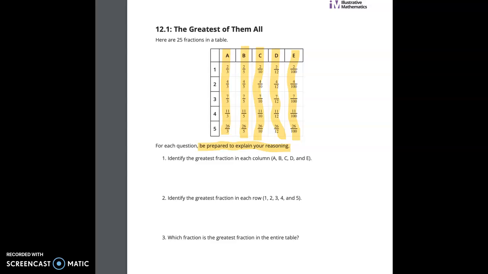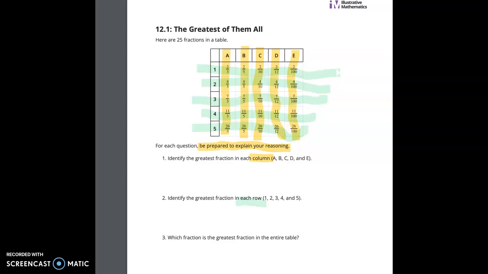Okay, so we did columns. Now they want us to do rows. Think about if you're sitting at the movies, your rows would be going this way. You get to pick your row. So, starting with row 1.